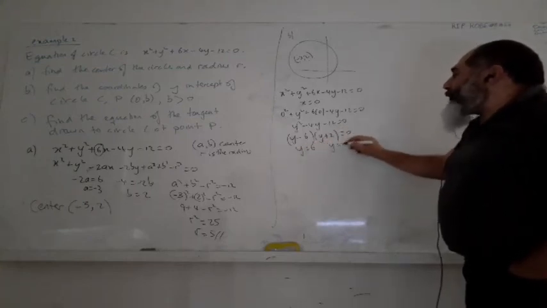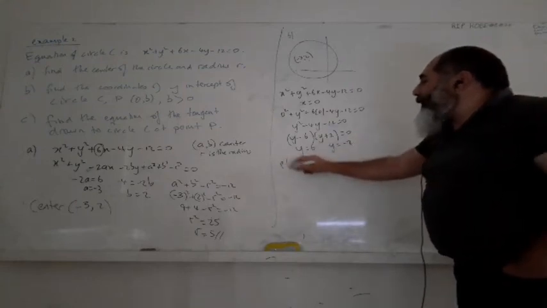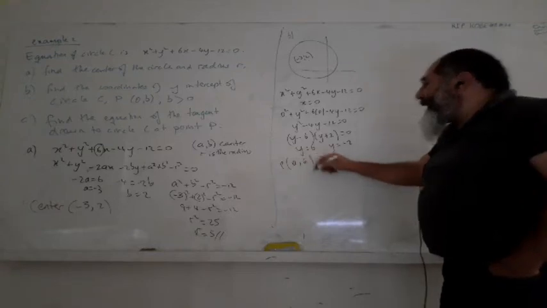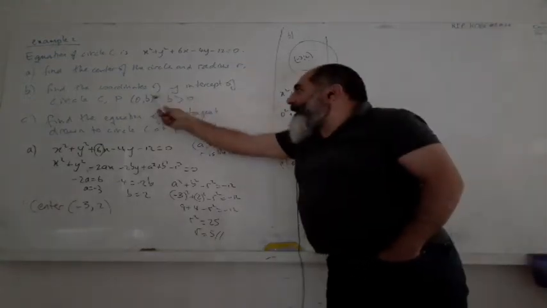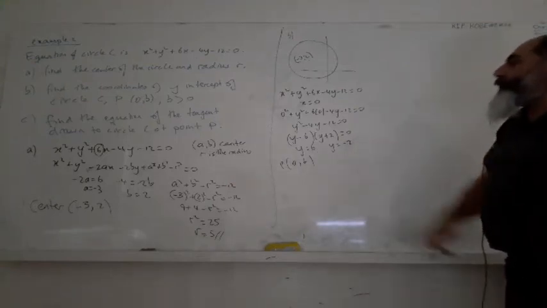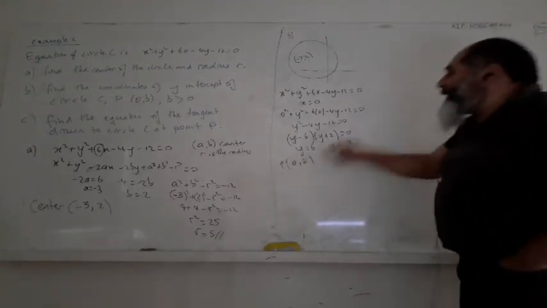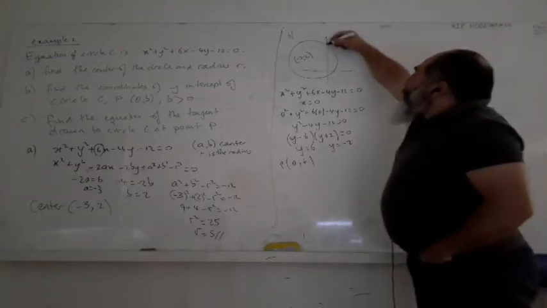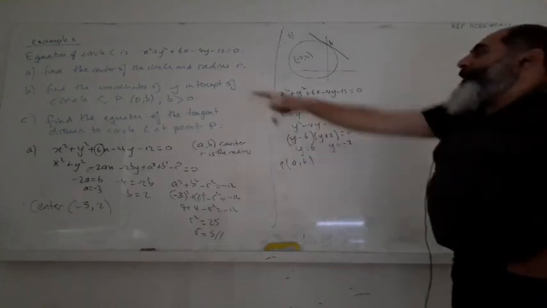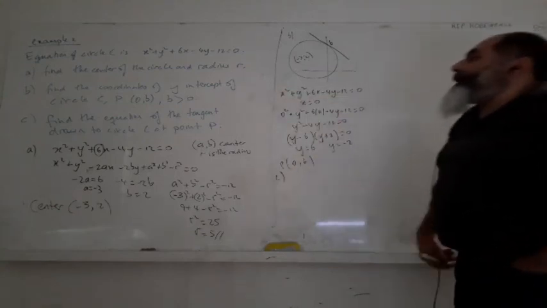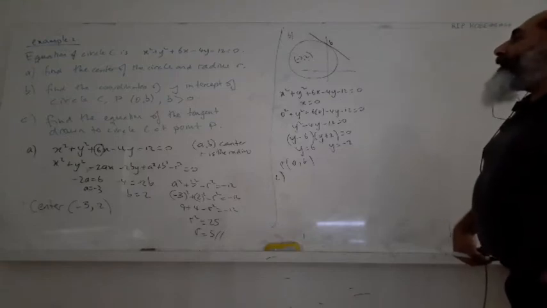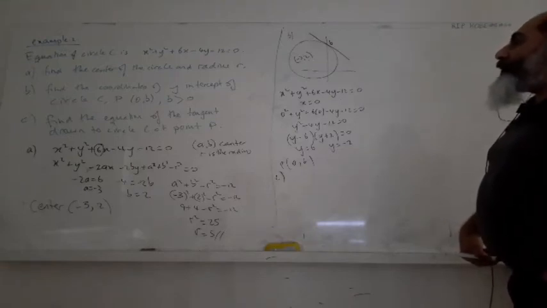Here the coordinates of the y-intercept is (0, 6), because here b is greater than 0, and when you check, only 6 is greater than 0, minus 2 is less than 0, so that's the point P here. This is point P. And part C wants to find the equation of the tangent drawn to circle at point P.